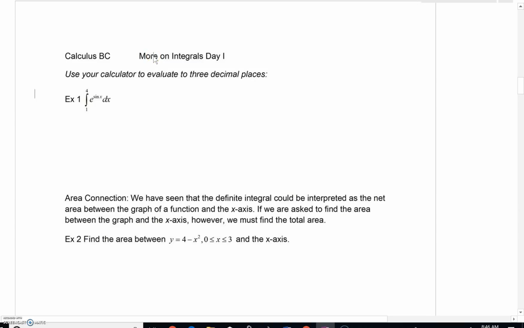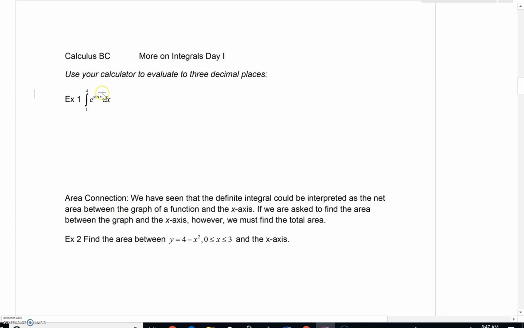Calc BC. We're still in Chapter 5, but we're now looking at a review section, going over some old material and extending into a little bit of new stuff too. You can see more on integrals day 1. We're going to be dealing with some worksheets. Take a look at our directions here. Use your calculator to evaluate.